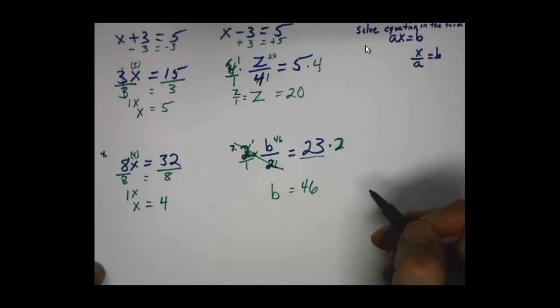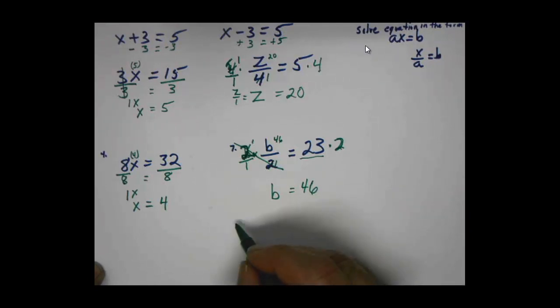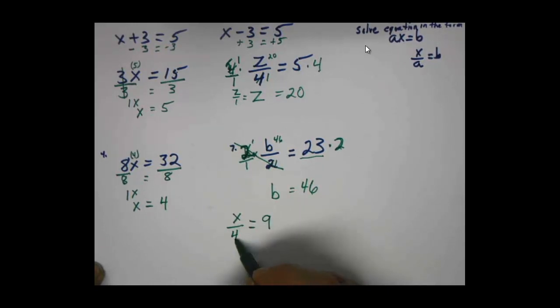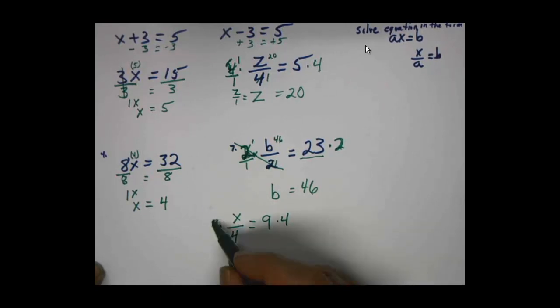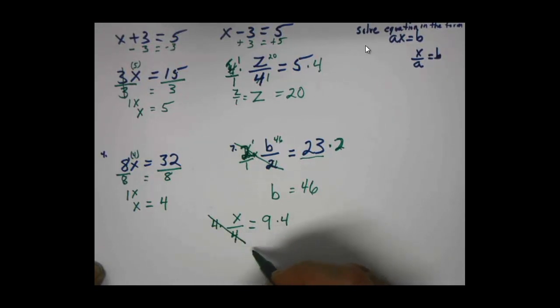So all of these problems are exactly the same. So if I have x divided by 4 equals 9, the opposite of divide by 4 is going to be to multiply by 4. Going to cancel, because how many 4's in 4? It's 1, so that cancels. And then 4 times 9 is 36.